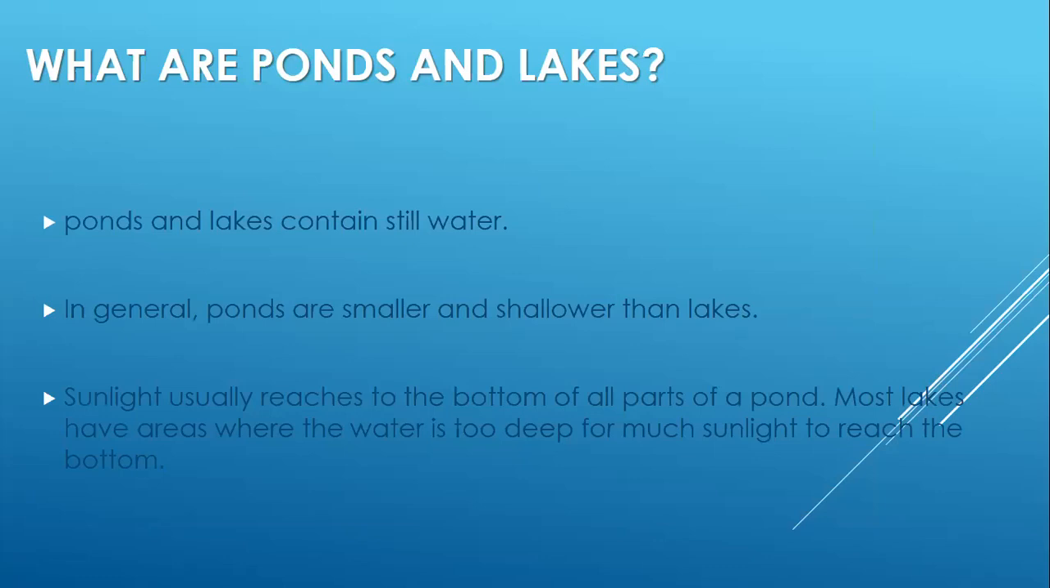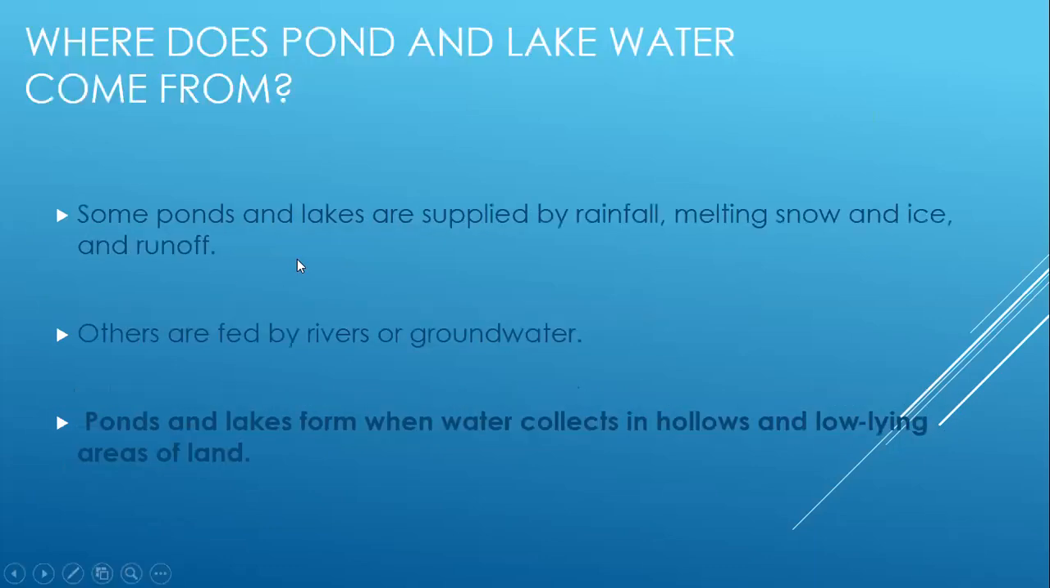It's not moving at all. And in general, ponds and lakes are different because the ponds are smaller and shallower. On the opposite, the lakes are deeper and greater. The sunlight usually reaches the bottom of all parts of the pond. Most lakes have areas where the water is too deep for sunlight to penetrate through. So that's not easy for the sunlight to penetrate.